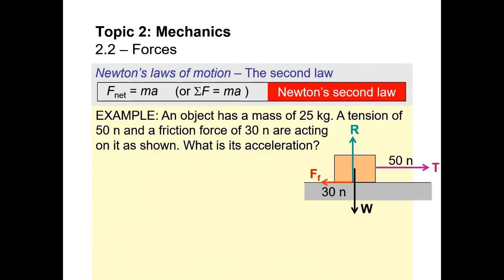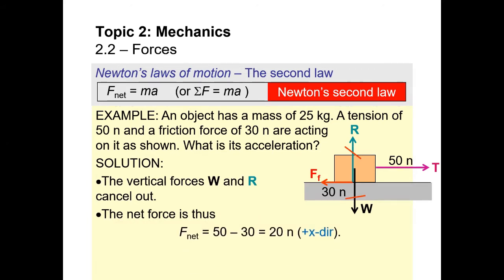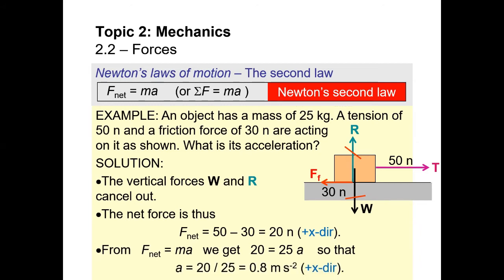An object has a mass of 25 kilogram, and a tension of 50 Newton and a friction force of 30 Newton are acting on it as shown. What is its acceleration? The vertical forces W and R cancel out as the object moves horizontally. The net force is tension 50 Newton minus friction force 30 Newton, and that resultant force is 20 Newton to the right. We apply F net equals ma, net force is 20 Newton, mass is 25, acceleration is 0.8 meter per second per second.